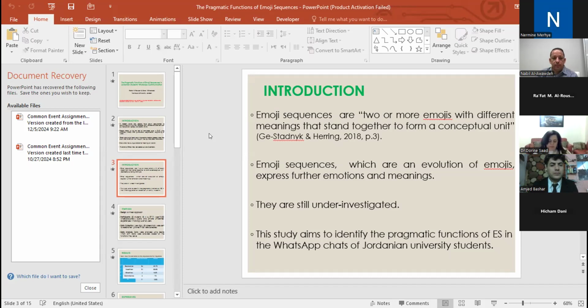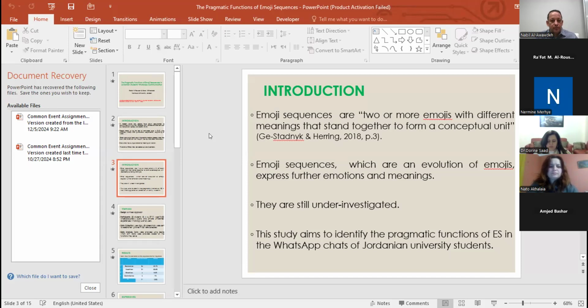And one other question, please. What was the hypothesis from the beginning? The hypothesis was that, as a matter of fact, we did not use hypotheses in our research paper. We used direct questions, but we expected that emoji sequences are used just as emojis, because these emoji sequences are not well investigated yet. So we hypothesized that they are used functionally as emojis to serve functions such as commissives and declaratives and other categories.